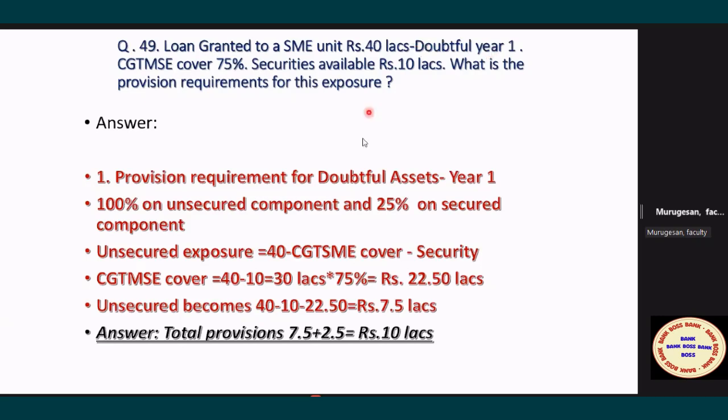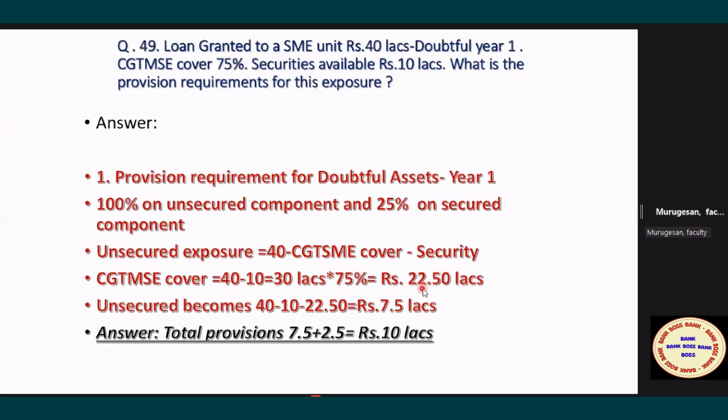So the rule is first, what is the unsecured component? Earlier, there is no CGT SME, straight away you minus the security. But with CGT cover, you have to first minus that. Then security also you have to minus. CGT SME, how to calculate? CGT SME will not settle on 40. Always they will ask how much securities are available. Okay, 40 minus 10, 30 lakhs. Security adjusted. On 30 lakhs only, they will settle 75%.